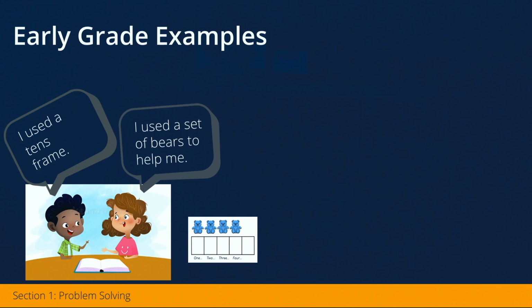So one student might say, well, I used a 10 frame to organize my bears, and as I used my stable order and my 1-to-1, I counted 1, 2, 3, 4 bears, and I moved them into the 10 frame. The other student might say, well, I just counted the bears to help me. Maybe they didn't need the 10 frame. And both of these approaches are totally valid. So maybe here they just touched and counted the bears, 1, 2, 3, 4, to figure out that there are 4 bears in the set.